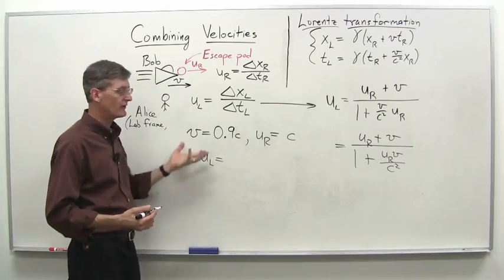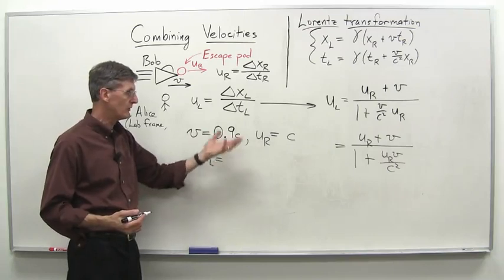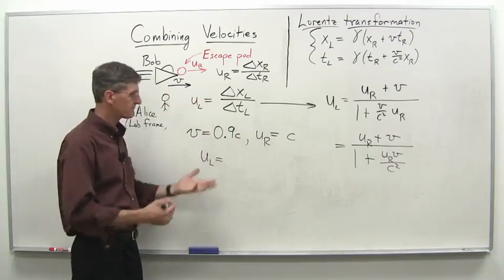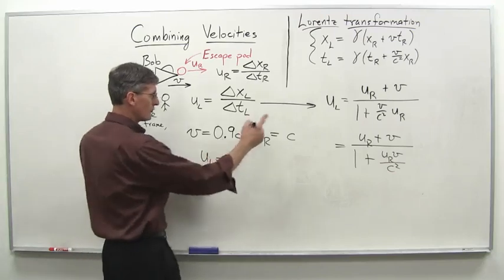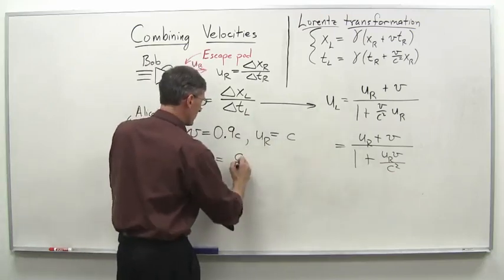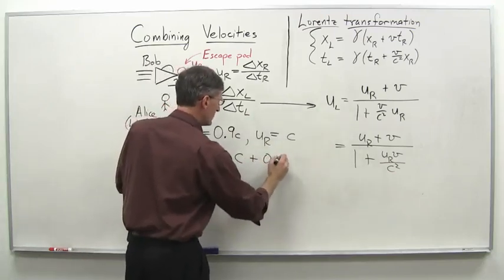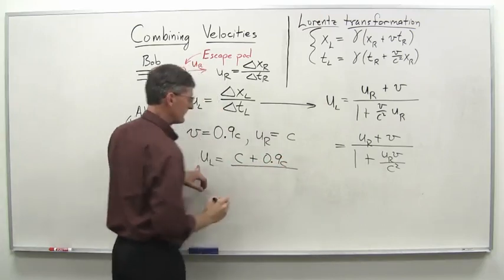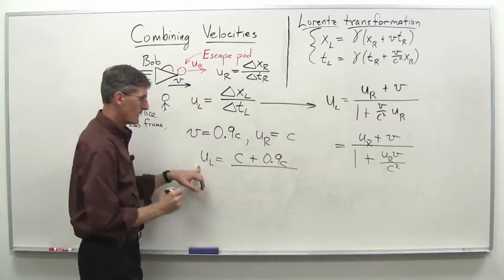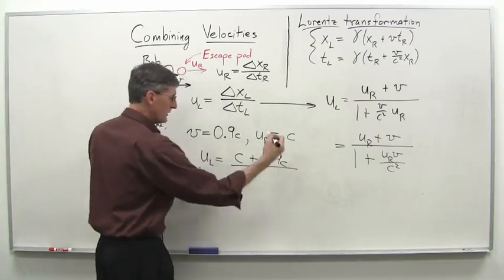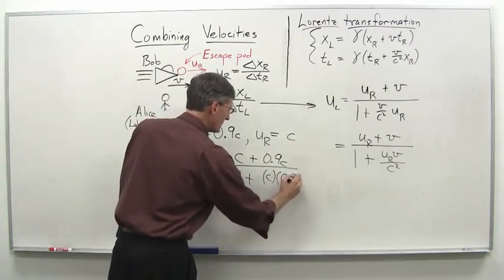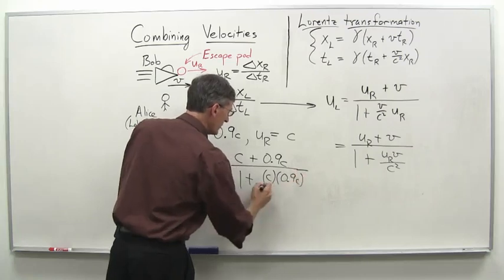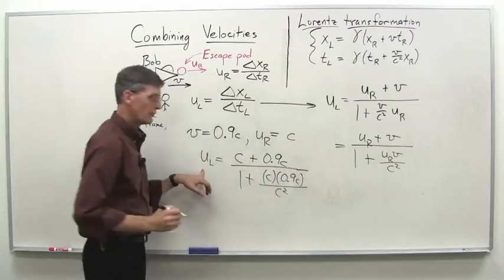We'd expect the velocities to add. The velocity of light should be c plus the velocity of the ship. Let's see if the equation tells us that or not. So u sub r is going to be c. So I get c plus 0.9c, that's the relative velocity of the ship, all over 1 plus u sub r, which is c here, times v, which is 0.9c, all over c squared.